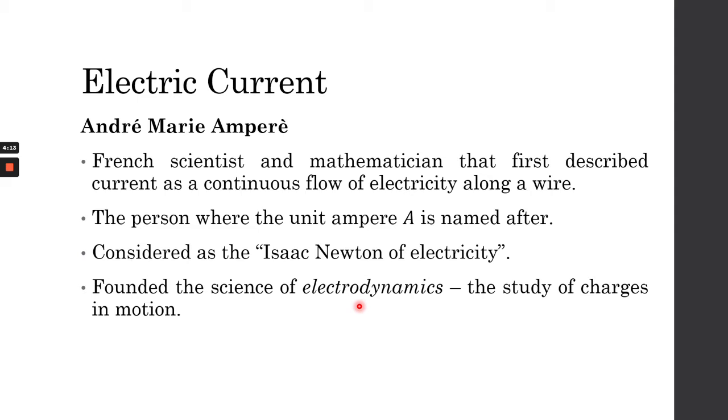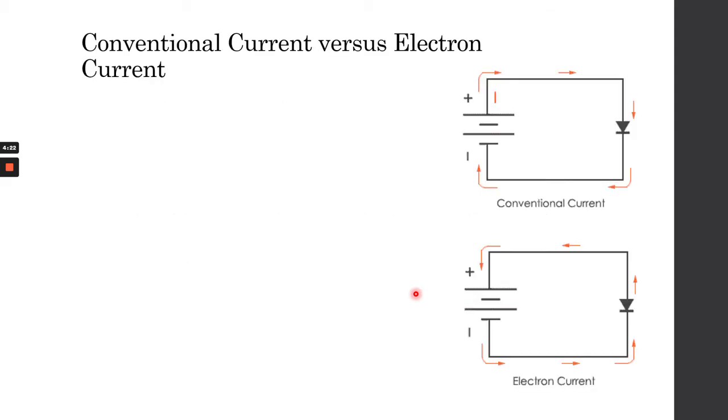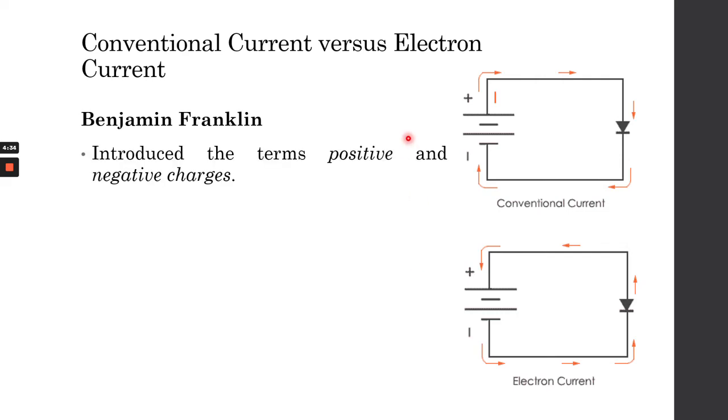Okay, but yeah, it's because of André-Marie Ampère that we managed to start studying the movement of the charges of electrons. So let's first discuss conventional current and electron current. These are two types of current. They're basically the same, it's just a difference in their movement. Benjamin Franklin is the one who coined the terms positive and negative charges, and Benjamin Franklin used the conventional current.